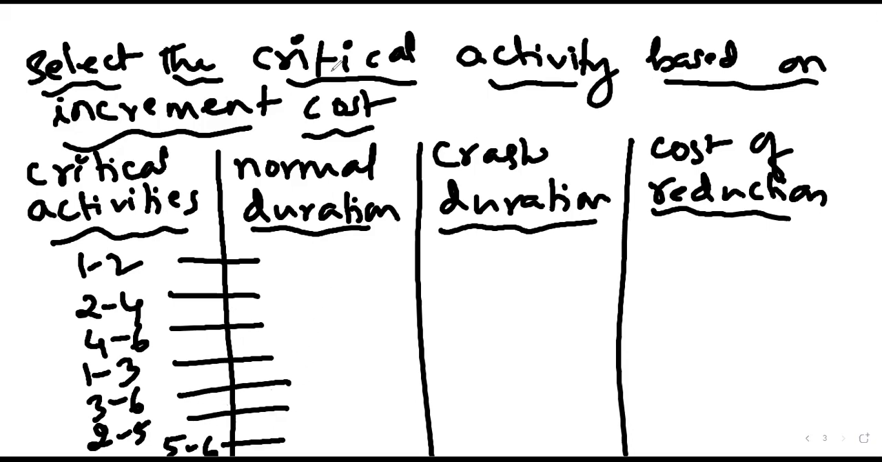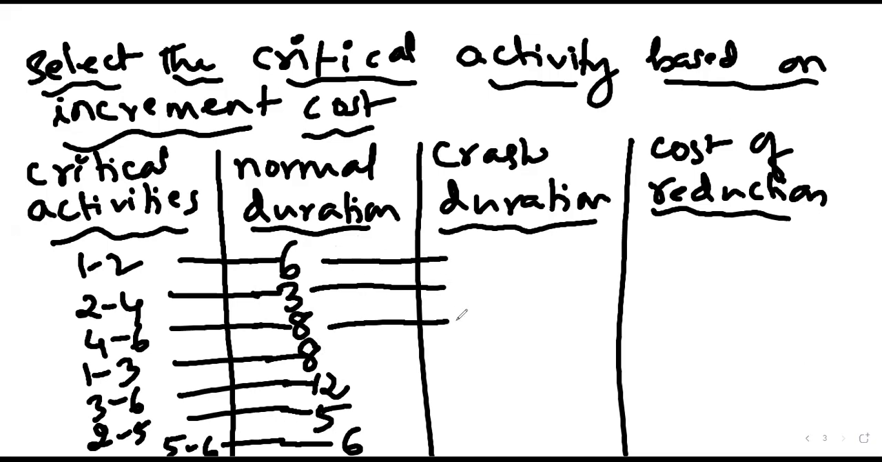Okay, so what is the normal duration? Normal duration for 1-2 is 6 days. 2-4 3. 4-6 8. 1-3 8. Okay. 3-6 12. 2-5 5 days. 5-6 6. Okay.